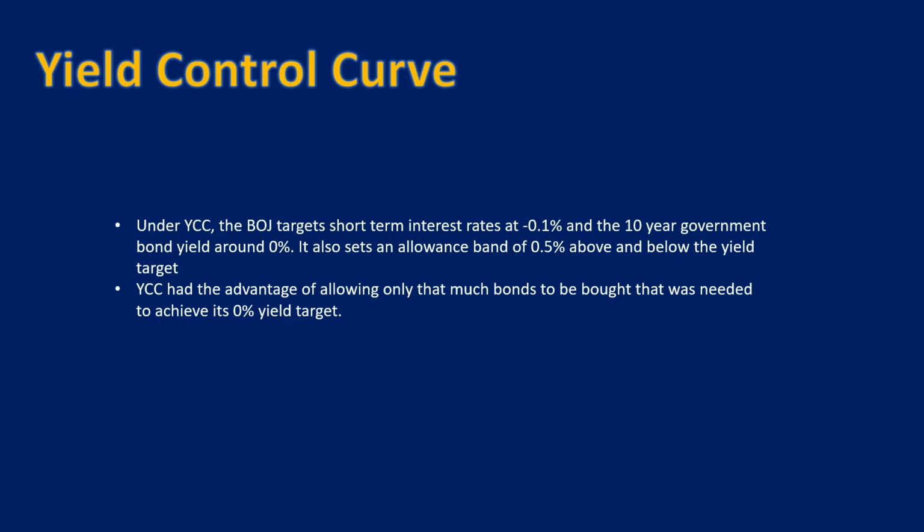Now, YCC had an advantage of allowing only that much of bonds to be bought that was needed to achieve the 0% yield target, unlike the earlier quantitative easing where the government had to buy all the bonds which were tendered. So, the Bank of Japan thought that YCC was a panacea for the moribund Japanese economy, but it was not so. Even YCC came in for a lot of criticism for distorting markets by keeping long term interest rates from rising.